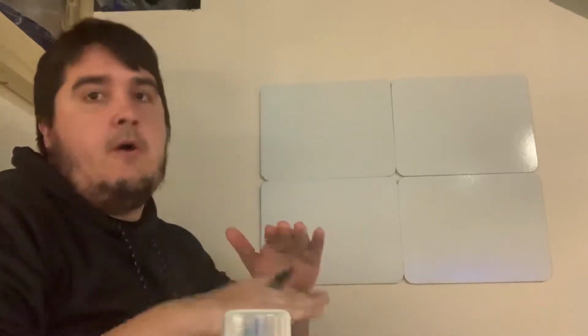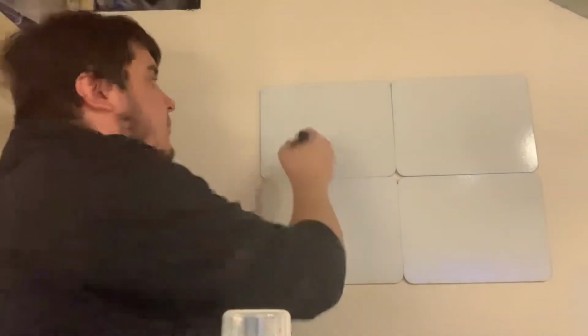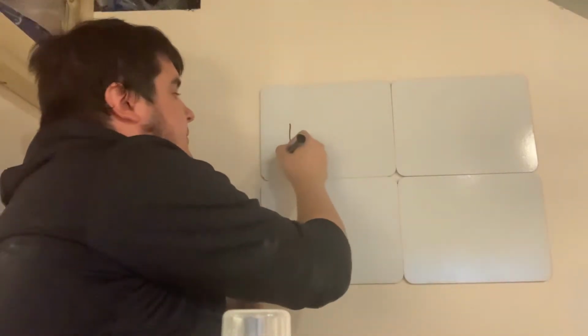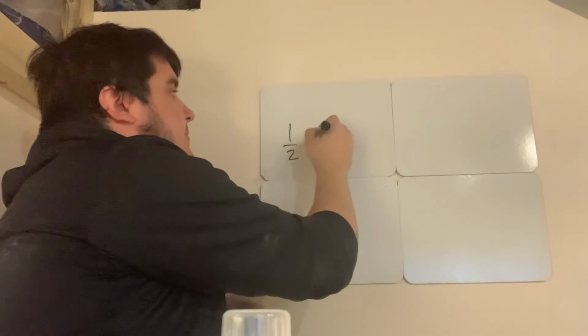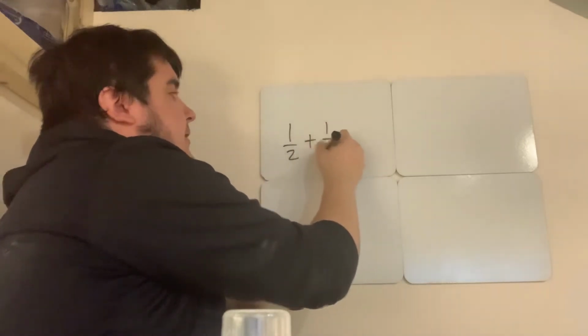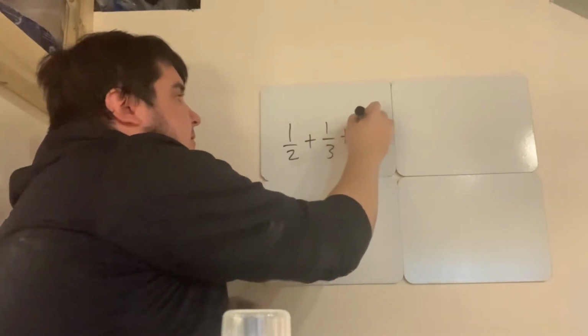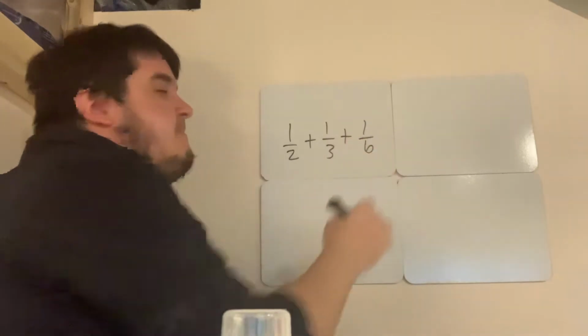So the first thing we're going to do is look at adding fractions. What we're going to look at today is common denominators. When we're adding fractions together, the denominator, the number on the bottom, always needs to be the same, okay? So we're going to go 1/2 plus 1/3 plus 1/6, okay?